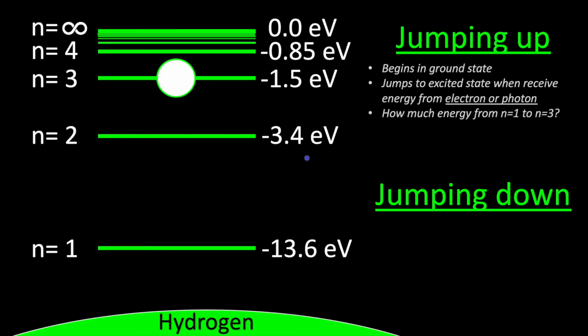Now remember that if it didn't have this much energy, maybe it only had 11.5 electron volts. It can't knock the electron in between two shells, so this photon would just continue to pass through and it would not transfer its energy to the electron.